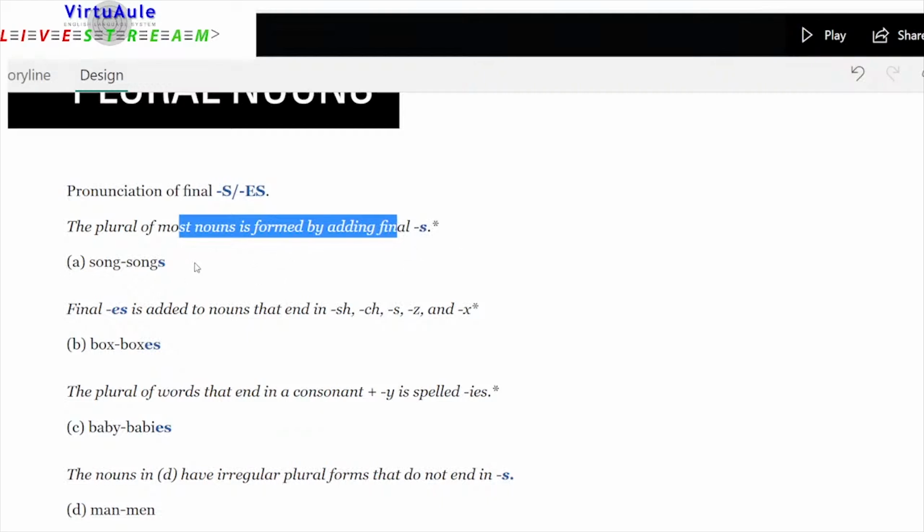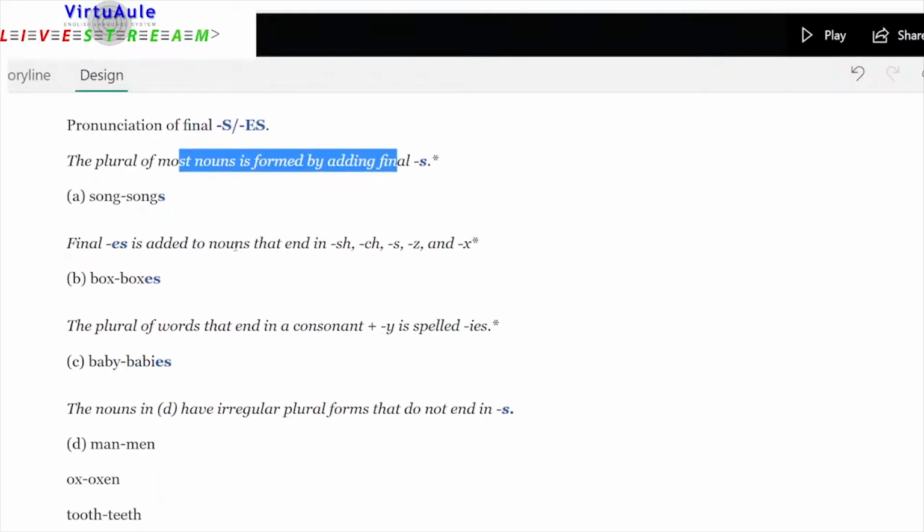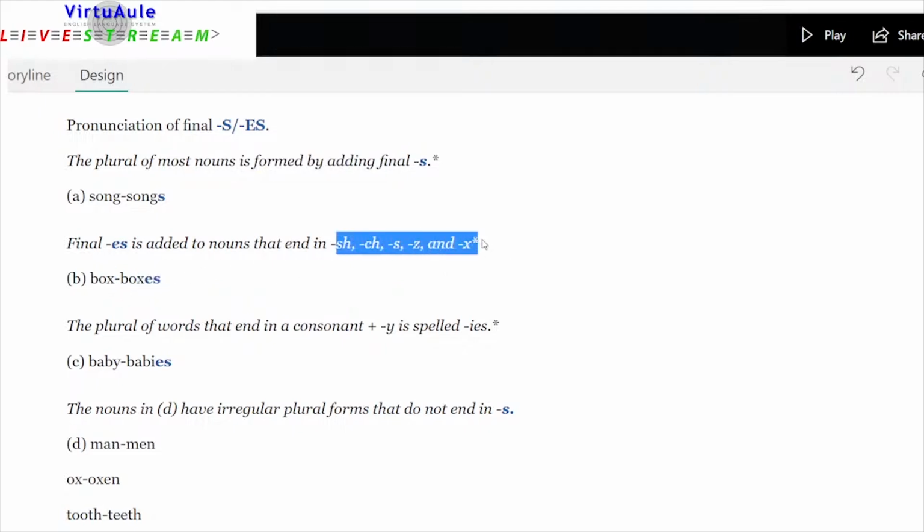Song becomes songs. Final ES is added to nouns that end in SH, CH, S, Z, and X. So, for example, box, we have boxes. All of these sounds have something of an S in them. Sh, ch, s, z. Boxes, boxes.